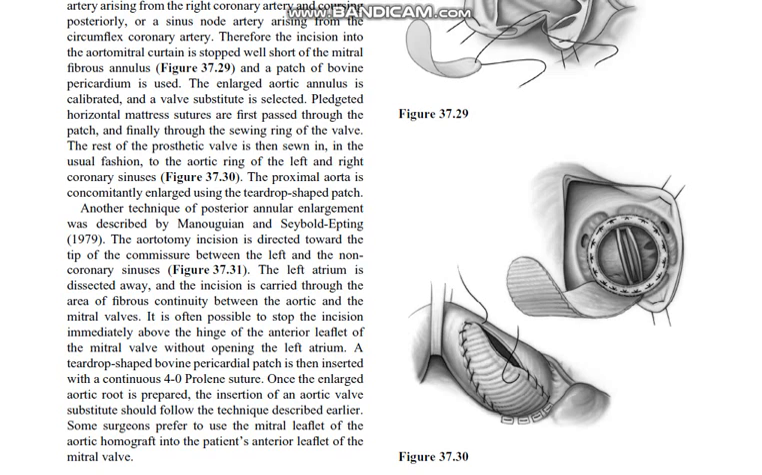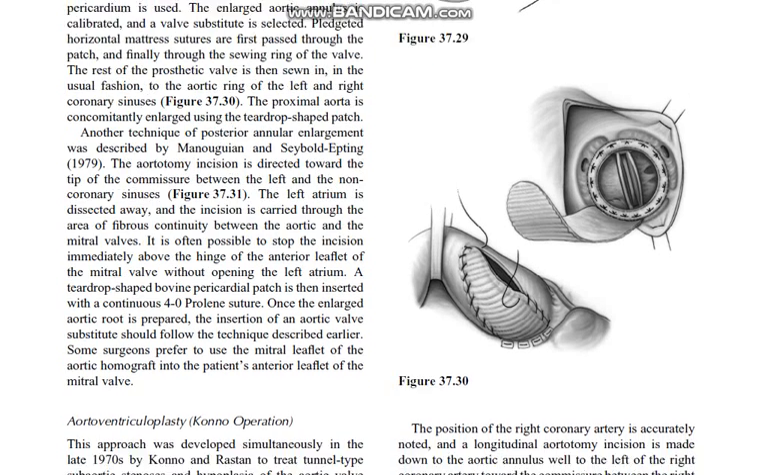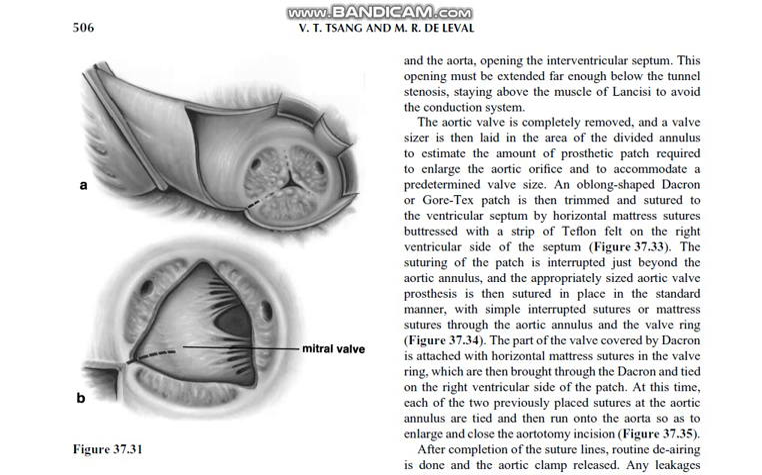Another technique of posterior annular enlargement was described by Manouguian and Seybold-Epting in 1979. The aortotomy incision is directed toward the tip of the commissure between the left and non-coronary sinuses. This is imagined in figure 37.31, and we are going to this picture. Now you see that the incision line is between the left coronary cusp and non-coronary cusp. The line is here, and the incision has extended to the fibrous annulus of the anterior mitral leaflet.